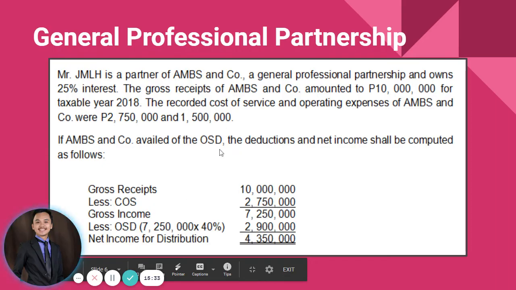So in this case, guys, it's the assumption that the partnership used the optional standard deduction. So again, the optional standard deduction will be applied the same as the rules on optional standard deduction for corporations. So again, it will be based on the gross income multiplied by 40%. So in this case, we have a total gross income of 7,250,000. Multiply it by 40%. So we have a total optional standard deduction of 2.9 million. So therefore, the net income for distribution of the partnership will be 4,350,000.